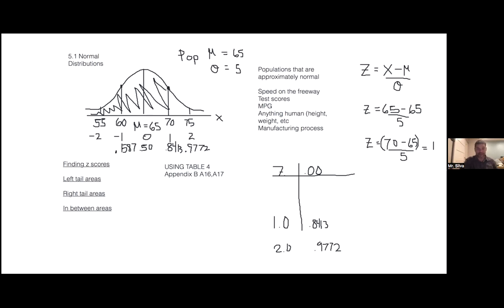Okay, so these percentiles are really useful. We're just using table 4. All we're doing here in 5.1 is finding percentiles using the table. So I'm going to give a couple of examples. Right here it says find a left tail area, find a right tail area, and an in-between area. So I'm going to give examples of that.